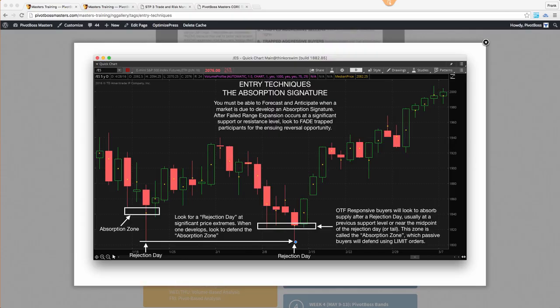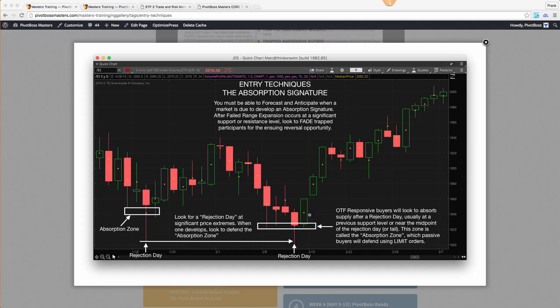And so once you see a rejection, ideally you want to see a long tail, right? This long tail. And ideally, you want to see price close back above prior support. So that's ideally what you want to see. See this one here? It closed barely above that level, right here, barely above these lows. That's what you want to see ideally. And when that happens, identify the midpoint of the rejection day, identify the previous support, and that's your absorption zone. So the area between the midpoint there and this prior support, that's your absorption zone.